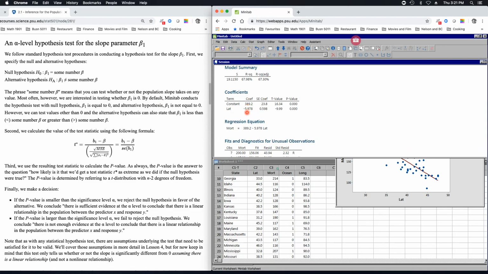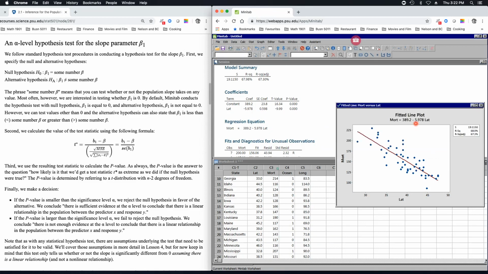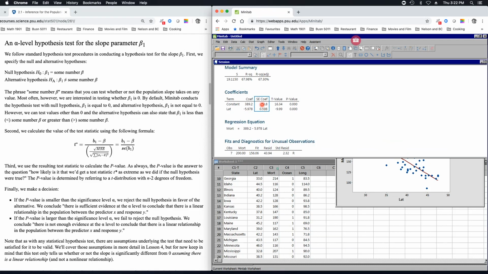The first column gives us the coefficient estimates. So minus 5.978 is our estimate of beta 1. That's this number here. The next column is the standard error of that estimate. So the standard error of the slope estimate is 0.598.